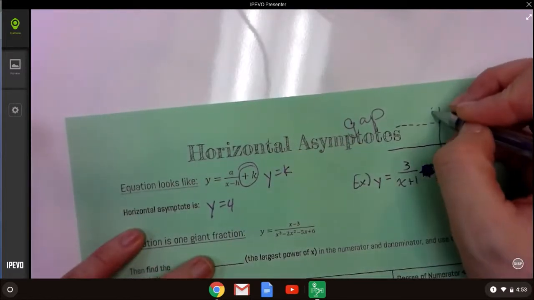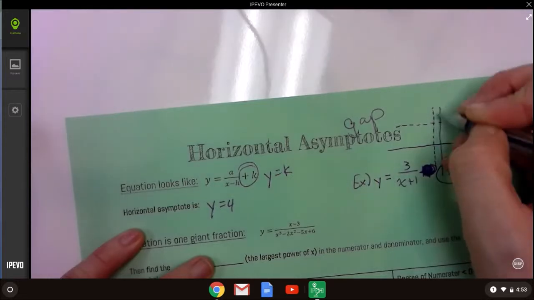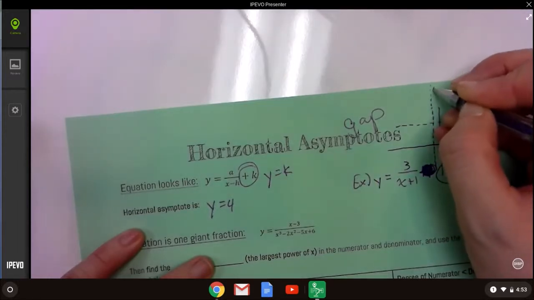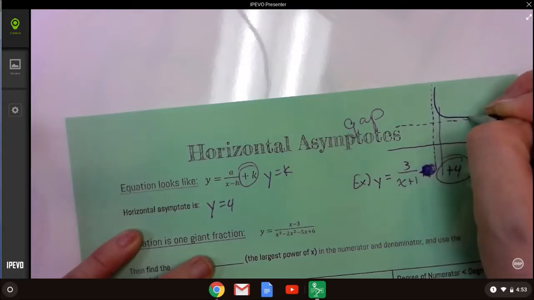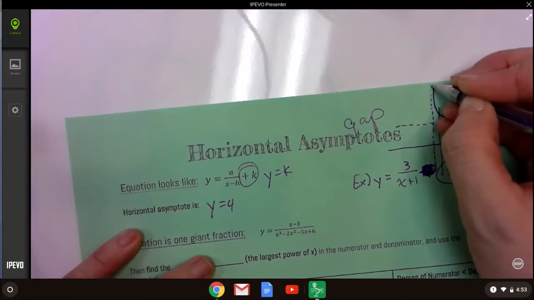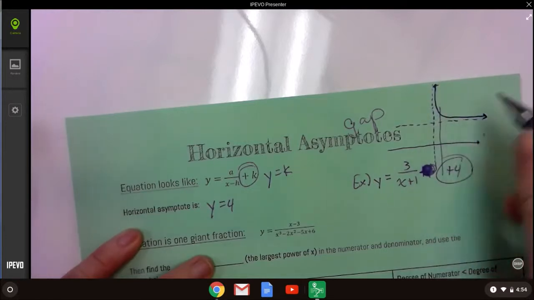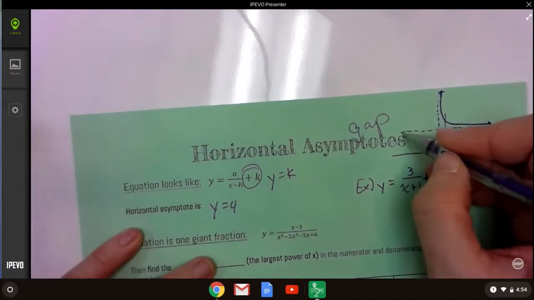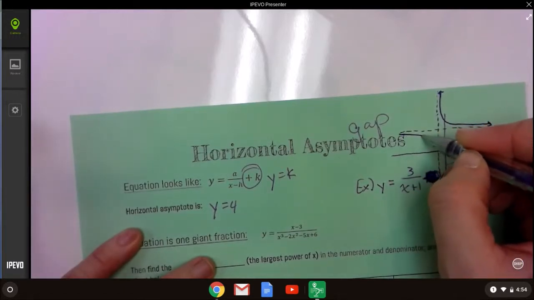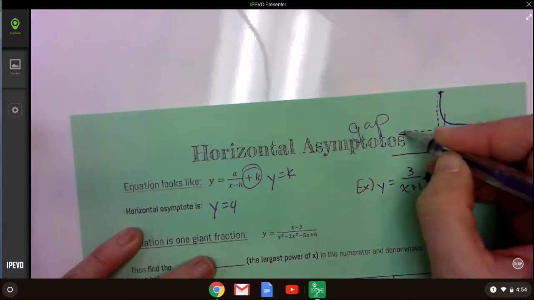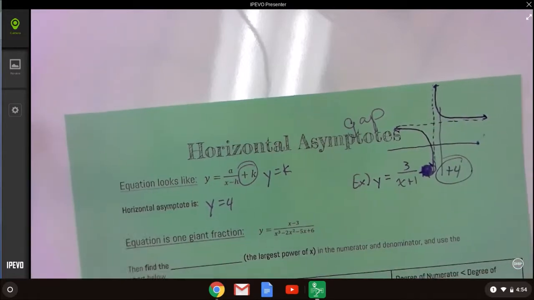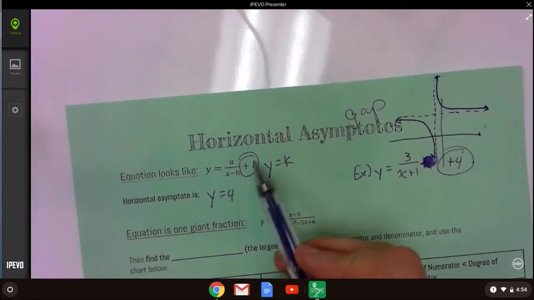So for this particular function, it's going to look something like this. It's going to go vertical at -1, or almost vertical, excuse me, and then almost horizontal at 4. And then on this side as well. Something like that. Simple enough if it's written like this.